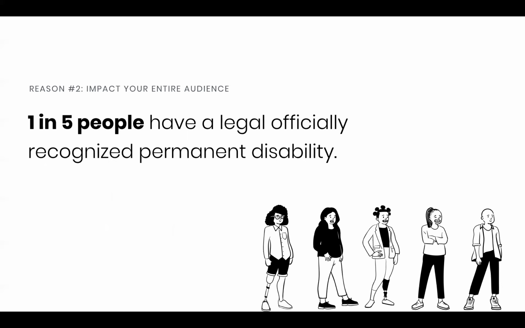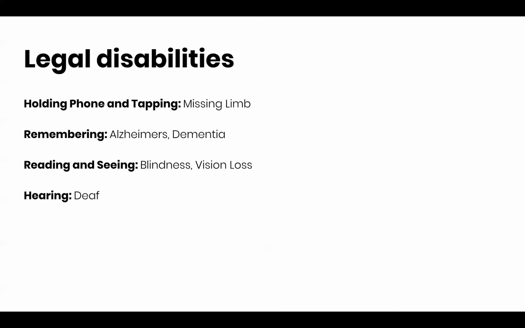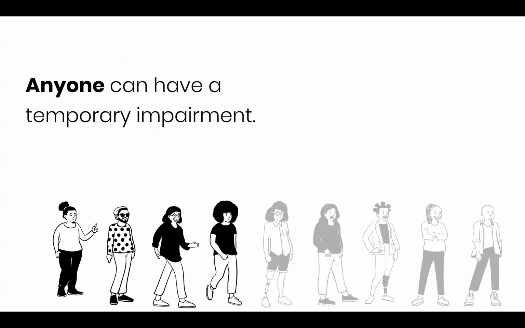Getting to some of the, I guess, more holistic benefits of accessibility. From an official, legally recognized permanent disability standpoint, 1 in 5 people in the United States have some sort of legal disability. And that includes things like, I'm missing a limb, so holding a phone may be hard. Or, from Alzheimer's, so remembering might be hard. Blindness, vision loss, deafness. These are all the traditional things we think about when we think about designing for accessibility. But I want to challenge you to think beyond that.